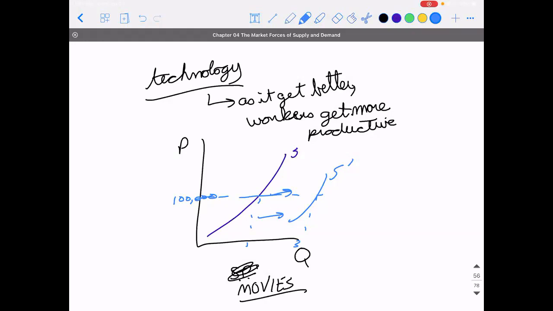Generally speaking, technology does not get worse. The only way in which it would get worse is if, as a society, we thought that the technology was making civilization worse.